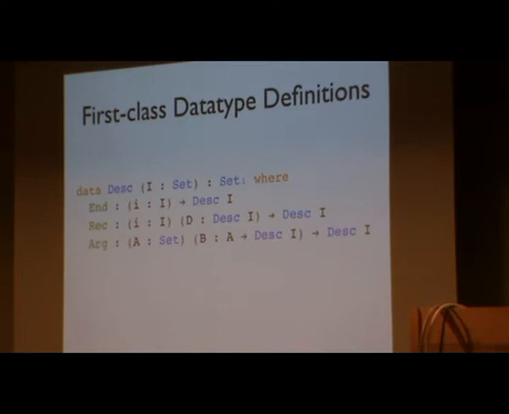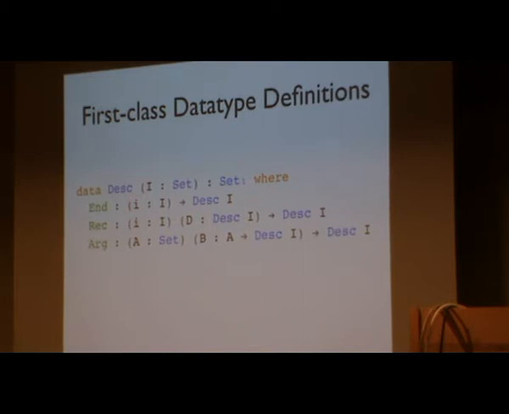So here's the data type of description. What you should think about this data type as is a sort of first-class version of the definition of a data type. Specifically, it's easier to think about these descriptions as encoding the definition of constructors and what arguments the constructors have and what return type the constructor has. So first of all, it's parameterized by some set representing the index. So we're talking about type families here.